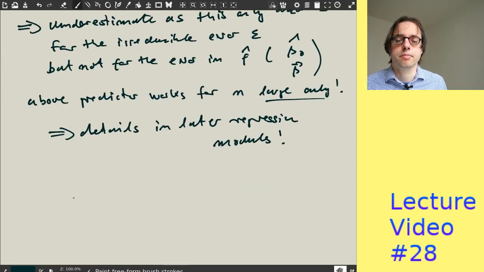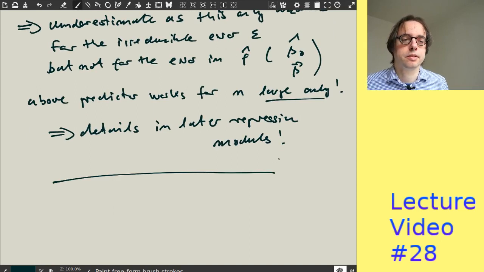Okay, so that's about the prediction. So prediction is in principle possible, and you can do it in a naive way, and that usually is okay, but this doesn't take into account the error of the regression coefficients. So now the next thing is variable importance.